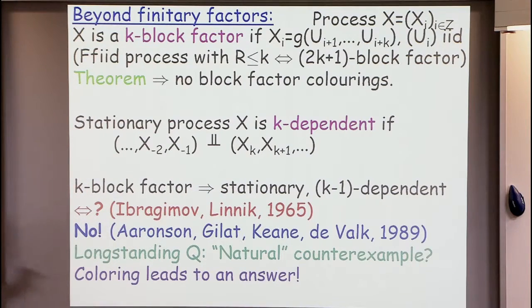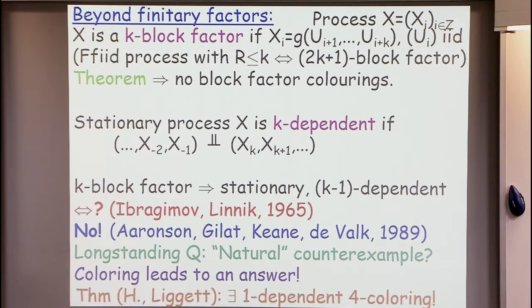Well, it turns out that colouring provides a very nice answer to this. So there's no block factor colouring of Z, but it turns out there is a k-dependent colouring of Z. In fact, there's a 1-dependent 4-colouring of Z, a stationary 1-dependent 4-colouring. This is very surprising and a very, very strange process. And there's no 1-dependent 3-colouring, and there is a 2-dependent 3-colouring. And this is joint work with Tom Liggett. So I should stop here.